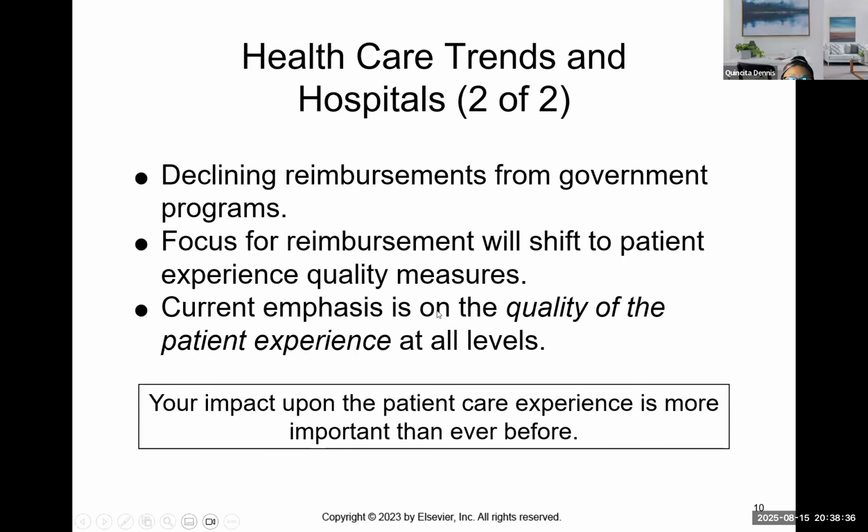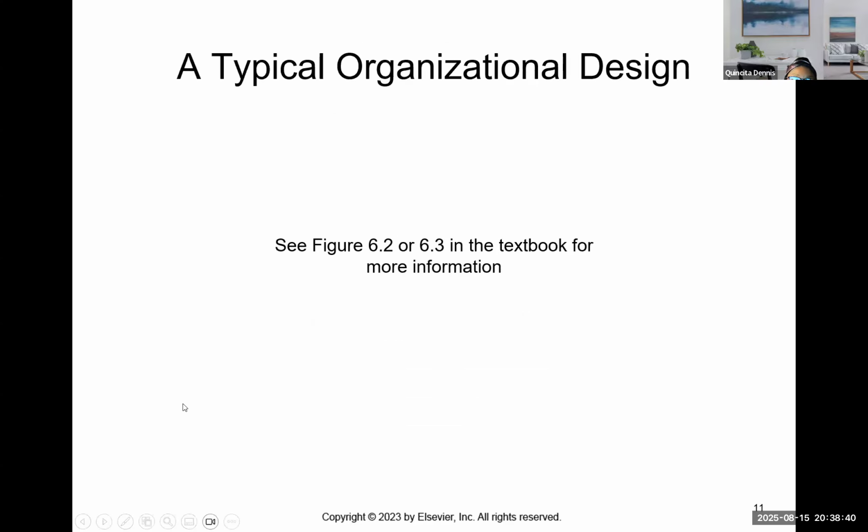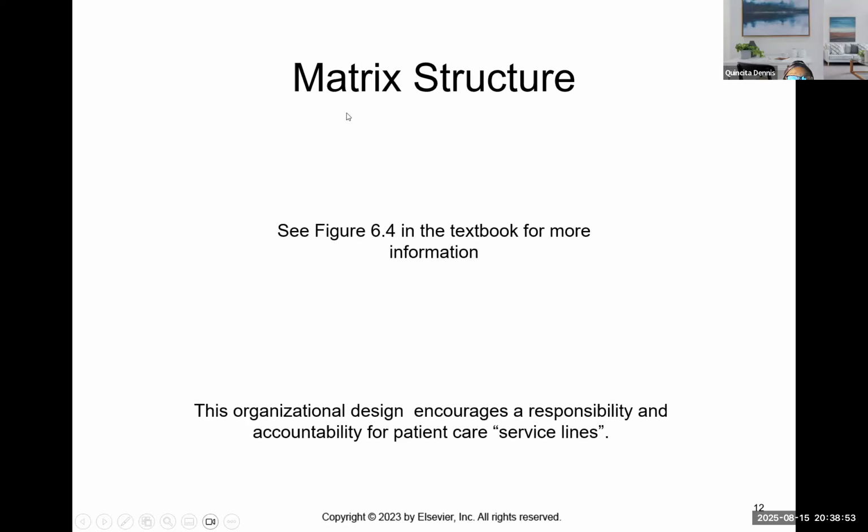The next two slides, we're looking at org charts again. I'll pull these up. A typical organizational design, and then the next slide, we're looking at a matrix structure. Let me get out of here and pull up what the book shows.